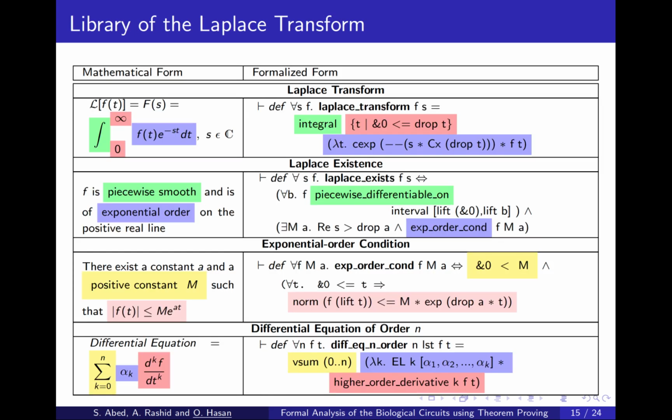So this was the first component, and the second component was the Laplace transform theory. We have already formalized all the properties of Laplace transform, as well as we have formalized it in its traditional way, as you can see on the slide. This is the mathematical definition of Laplace transform, and this is how it is formalized using our definitions. As I said, it really follows through the mathematical definition.